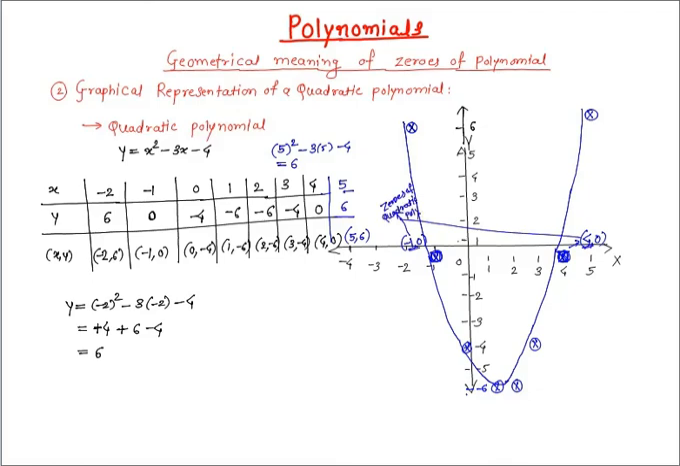So in general we can say if the graph cuts the x-axis at 2 points, then that polynomial has 2 zeros. Like in this case, -1 and 4 are the 2 zeros of the polynomial. Now the shape of the parabola can be like this also, the inverted parabola. So if you see, these are the 2 points where this graph cuts the axis. So there are 2 zeros of the polynomial for this graph also.